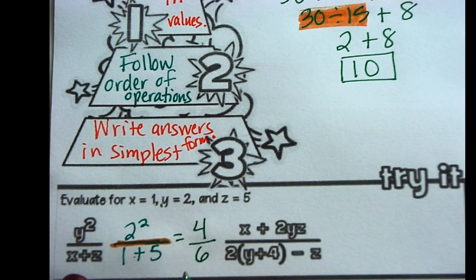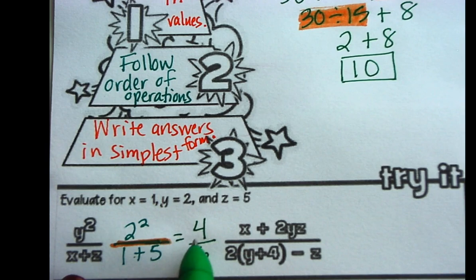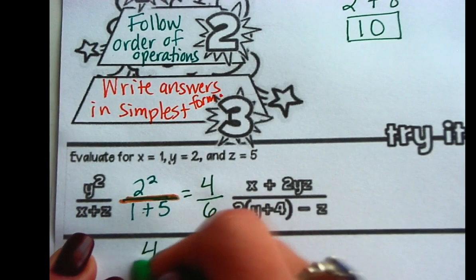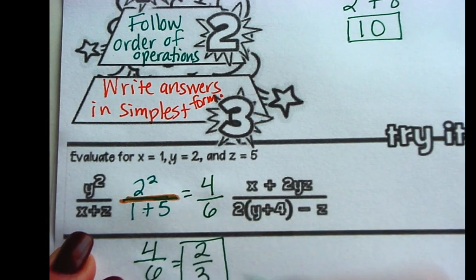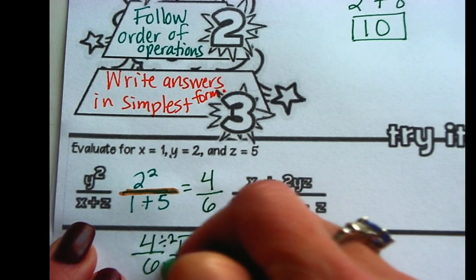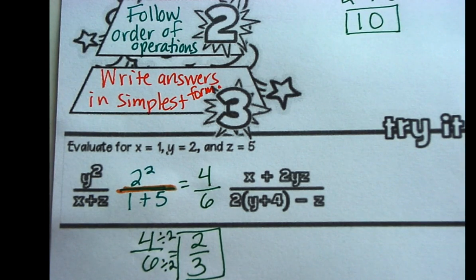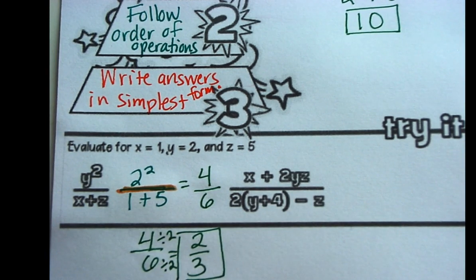But then remember the next step, we need to write answers in simplest form. So we're going to simplify 4/6, and 4/6 is equal to what? 4/6 is equal to 2/3, so my answer is 2/3. And I get 2/3 by dividing both of these numbers by 2. You guys good? Make sense? All right, it's the same thing we're doing, it's just now we're adding in the variables. So the next one, go ahead and plug those in. Go ahead and try it.